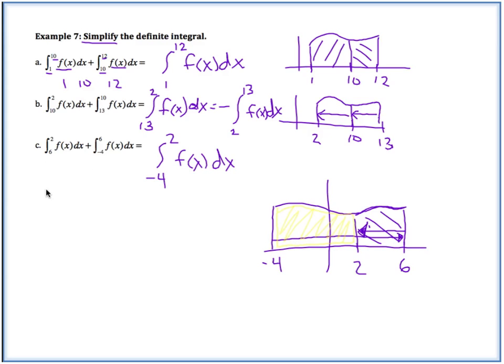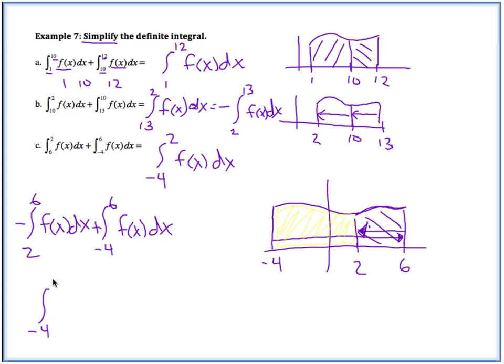Now, another way to think about this is we can change these limits of integration around. So we could have rewritten this as being from 2 to 6. That would change our sign. And then that would be of f of x dx. And then this here would be from negative 4 to 6 of f of x dx. And that's added together. Now, if we switch this around, we can see this a little more clearly.